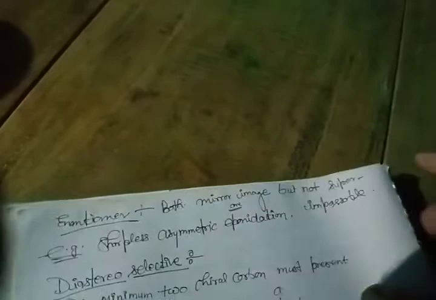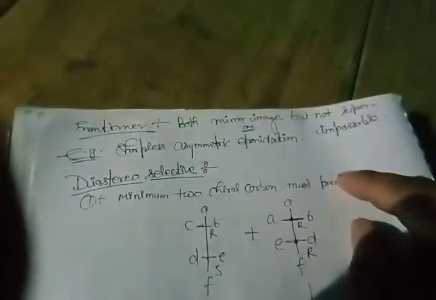See, next place. Enantiomers. What are enantiomers? In enantiomers, both are mirror images. Enantiomers are mirror images, but not superimposable. E.g., Sharpless asymmetric epoxidation.